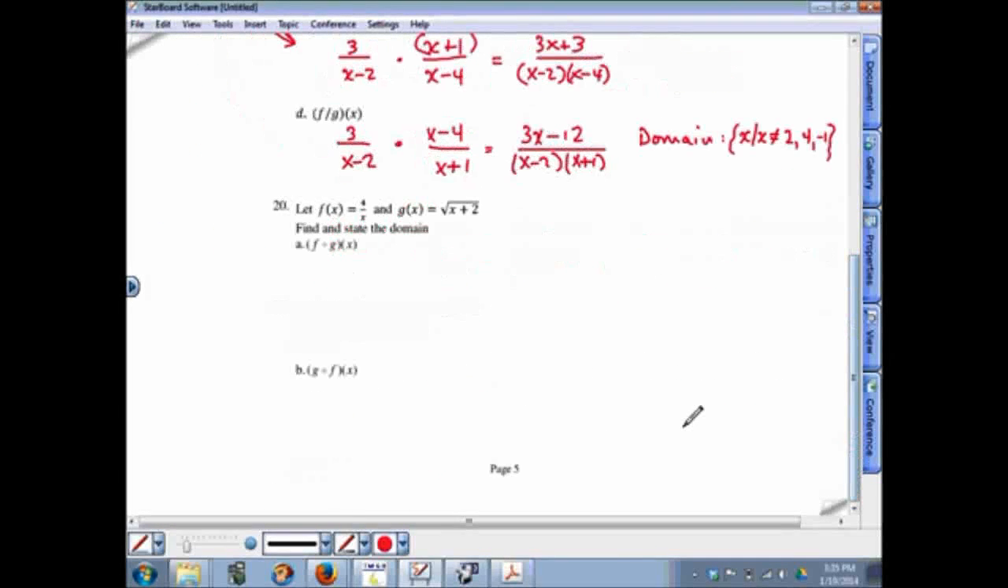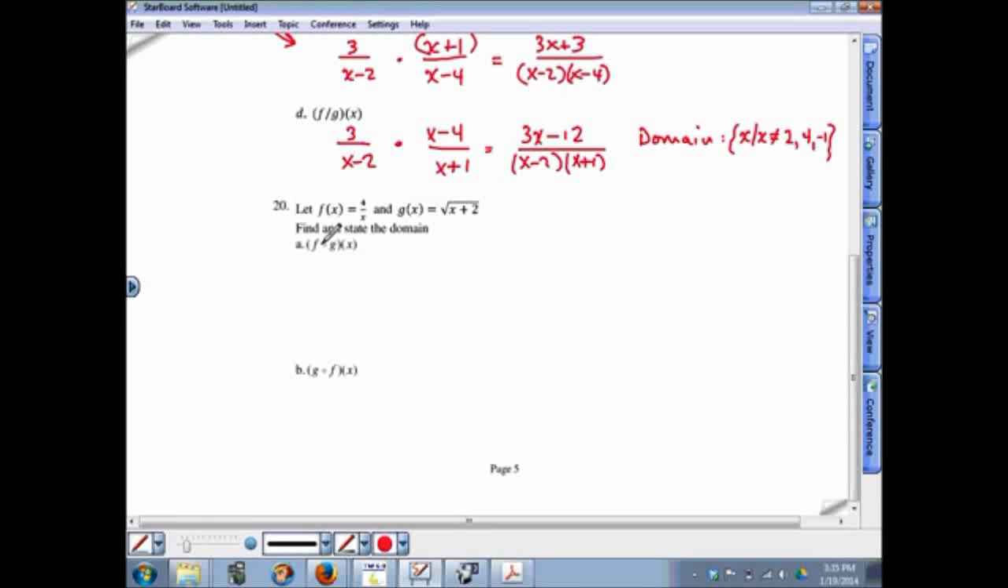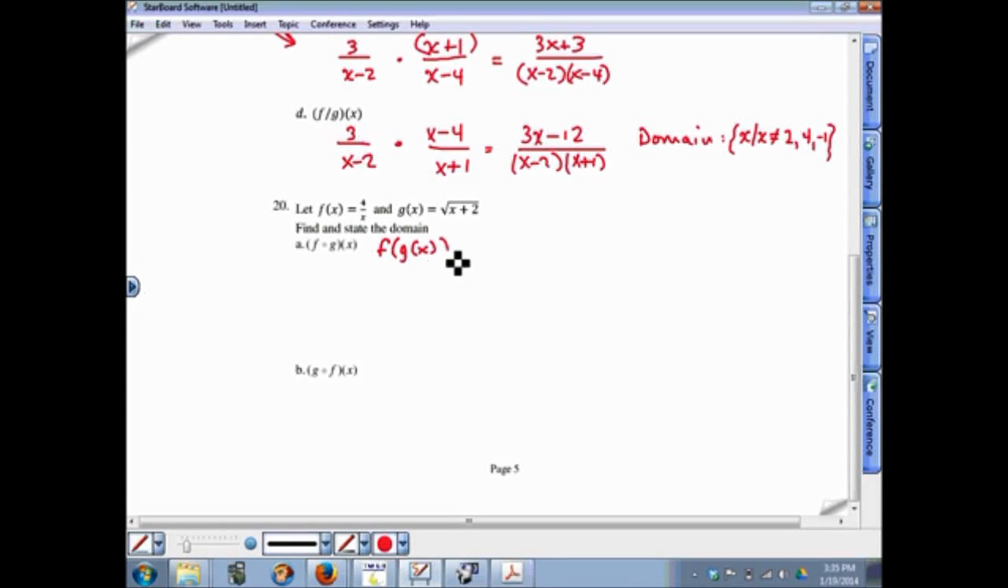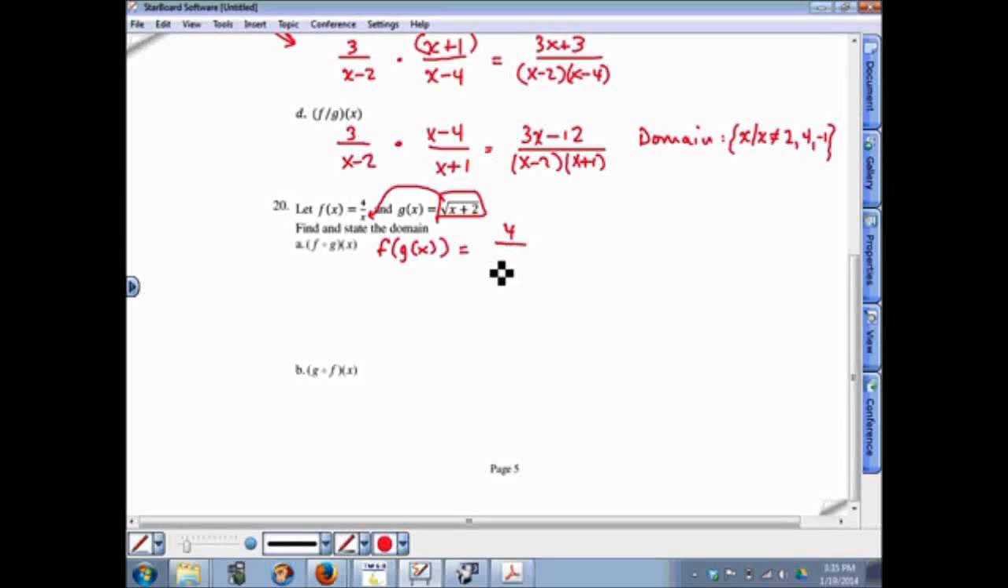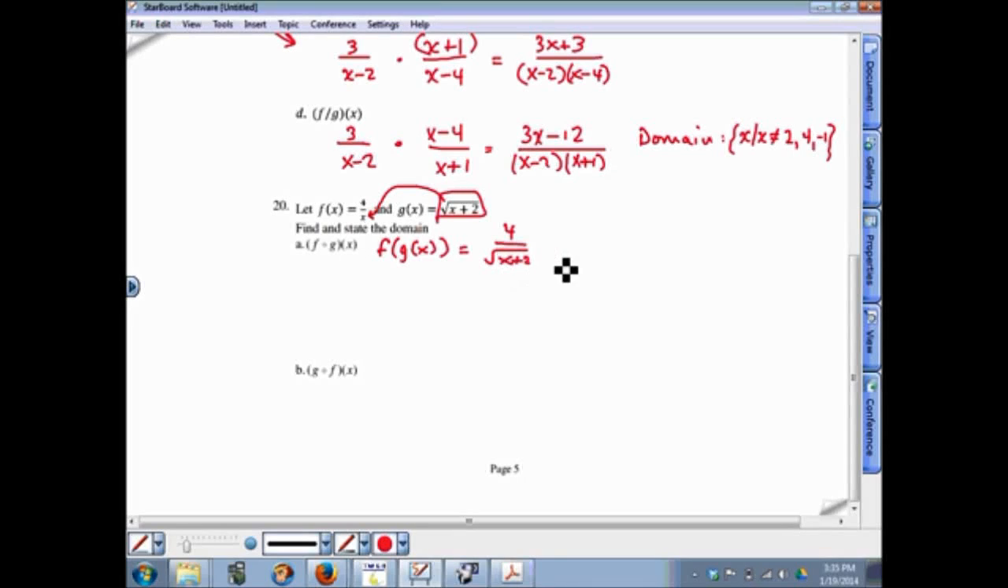Now for question 20, this open circle means composition. So this is f of g of x. So the g function is going inside the f function. It's going to take this function here and place it inside right over there. So this is going to be 4 over the square root of x plus 2. Now we have to rationalize the denominator. So it's going to be 4 times the square root of x plus 2 over x plus 2.